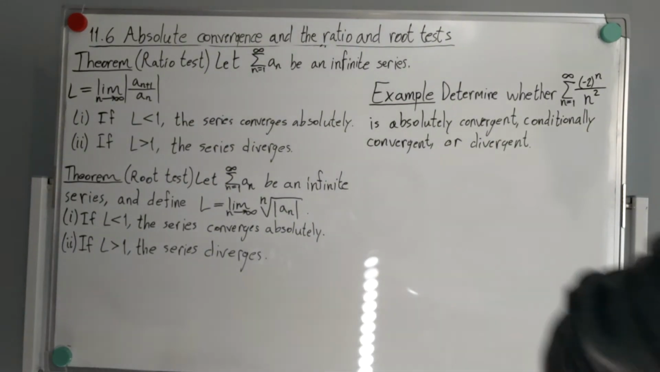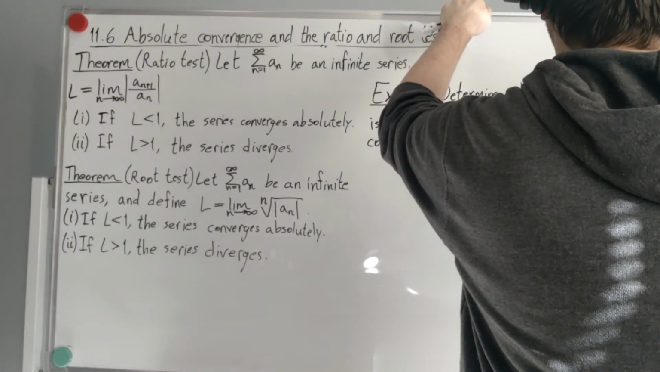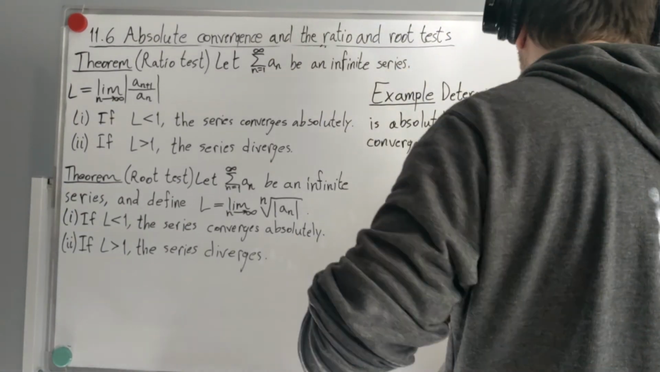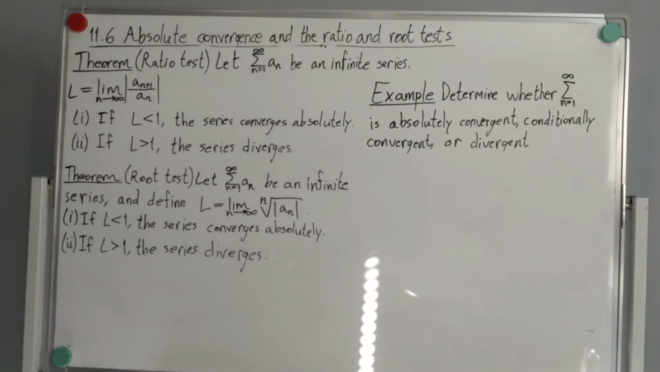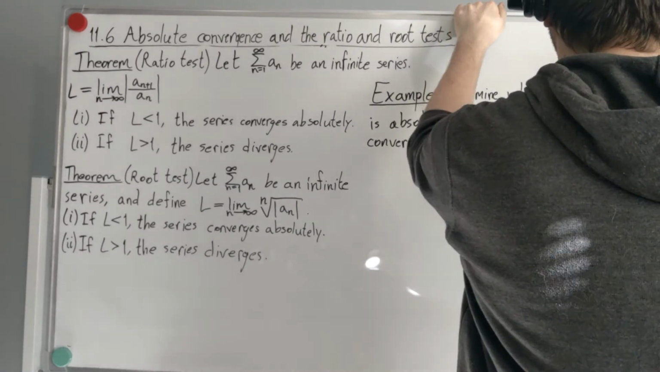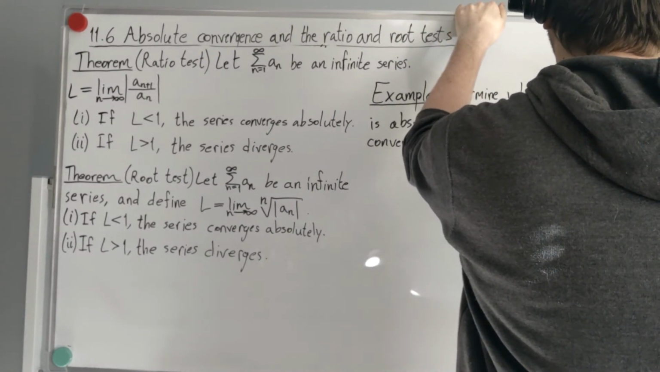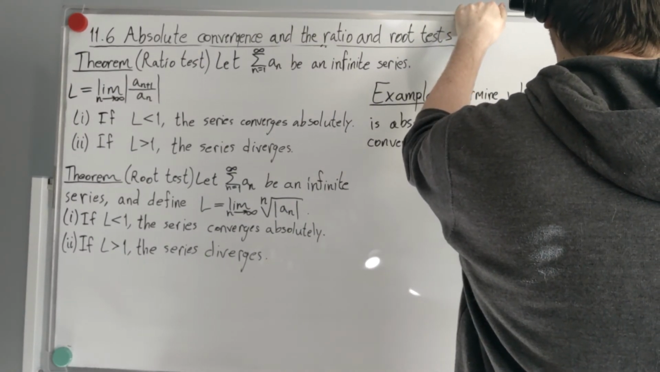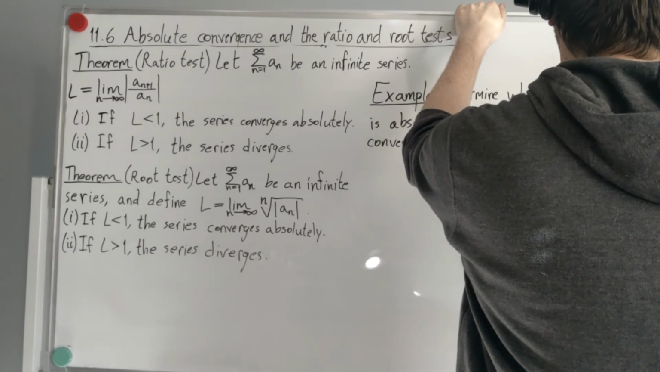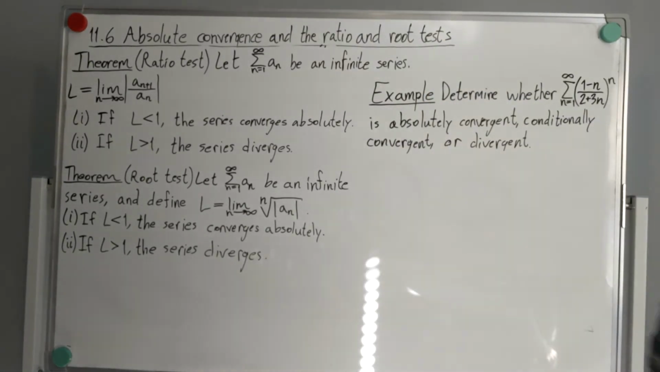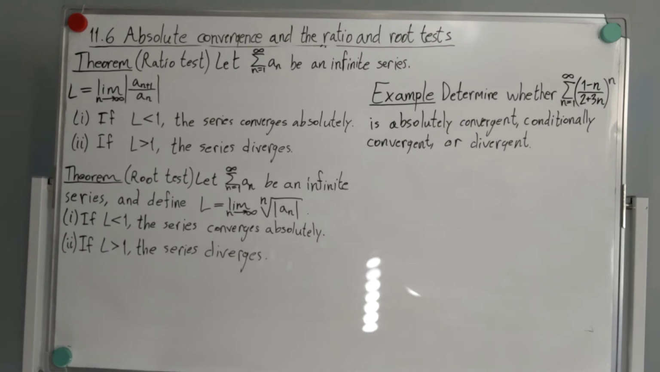So this is going to be the sum from n equals 1 to infinity of, let's see here, we've got 1 minus n divided by 2 plus 3n, and all of this is raised to the nth power. And we're once again trying to determine whether that's absolutely convergent, conditionally convergent, or divergent.